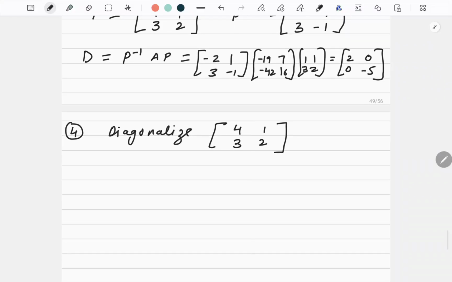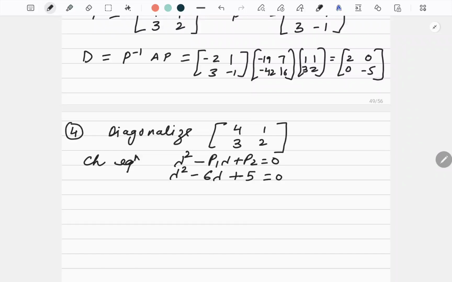Now you have to diagonalize this matrix 4, 1, 3, 2. So again, let us write down the characteristic equation. What will be the characteristic equation? Lambda square minus P1 lambda plus P2 is equal to 0. So lambda square minus P1, means 6 lambda, plus P2, means 4 times 2 is 8, 8 minus 3 is 5. Correct? So this is my characteristic equation.